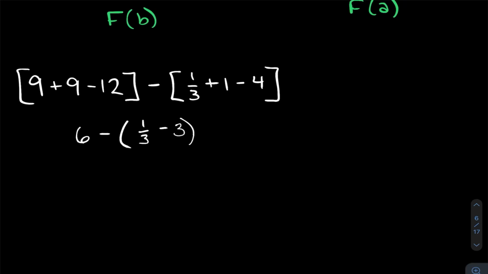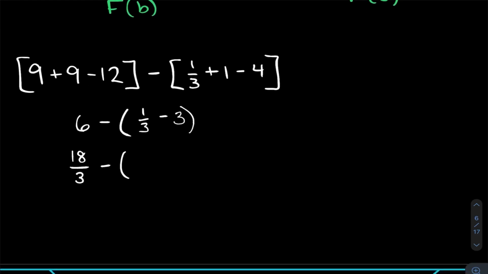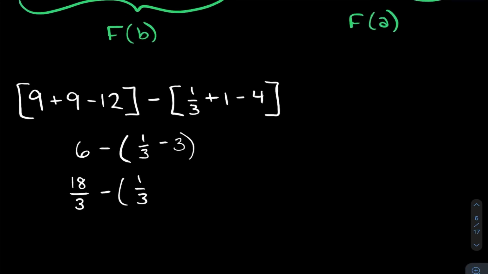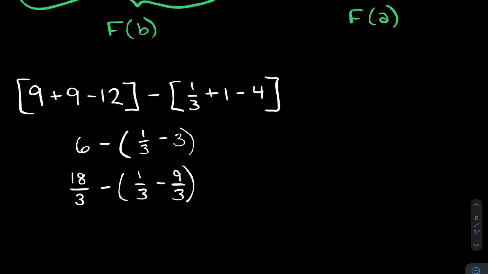So we can find common denominators here and get that the 6 can be 18 over 3. And then 1/3 is going to stay. And then this 3 is going to become a 9 over 3. Okay. And so we can combine inside that parentheses to get negative 8 over 3. And then we get 18 over 3 minus a negative 8 over 3. These become positive, and you're left with a 26 over 3.